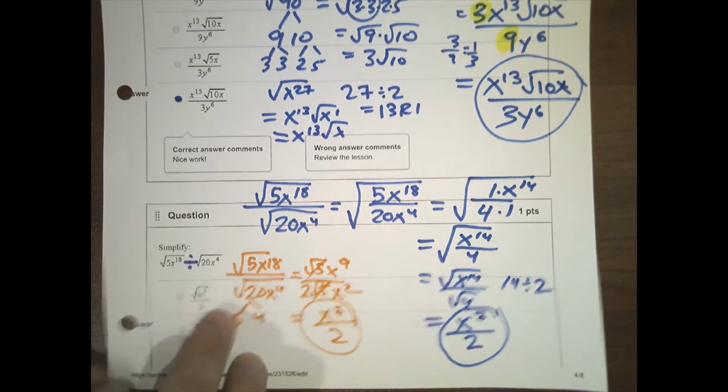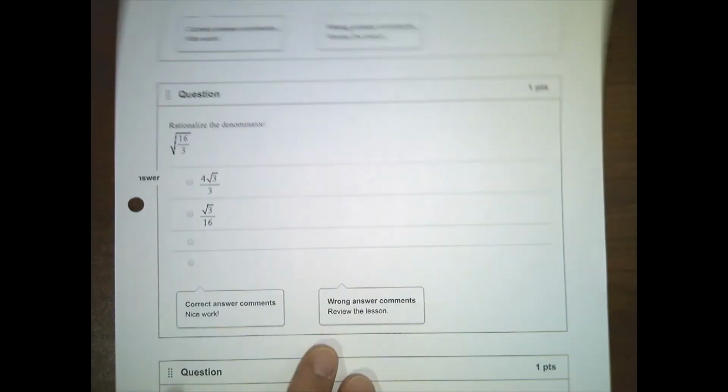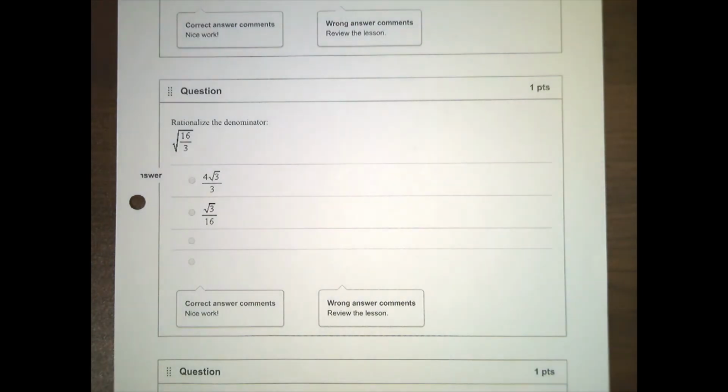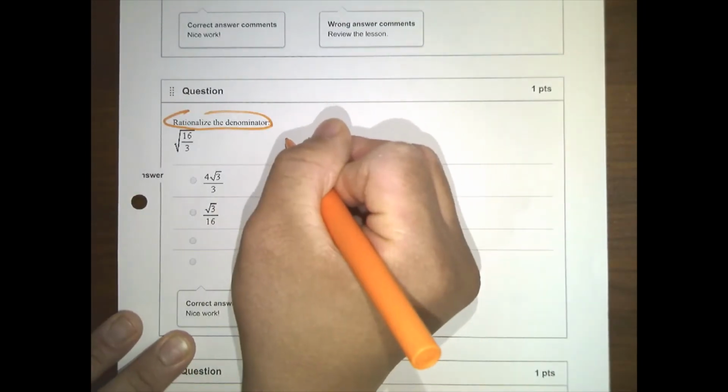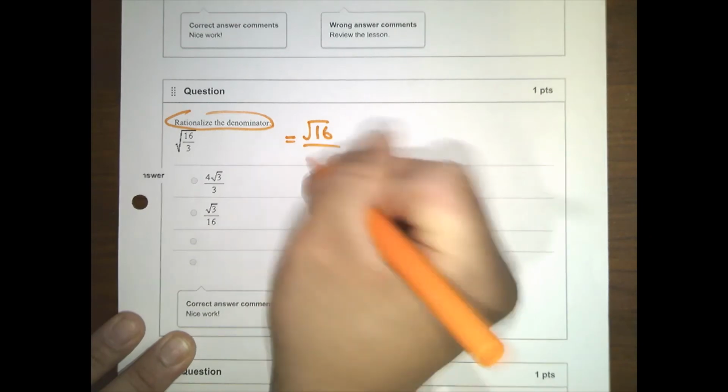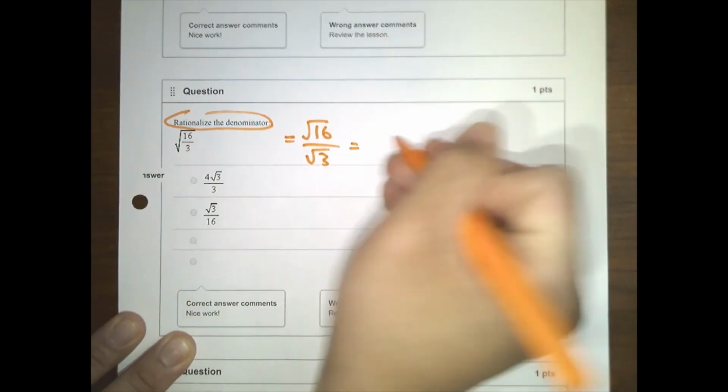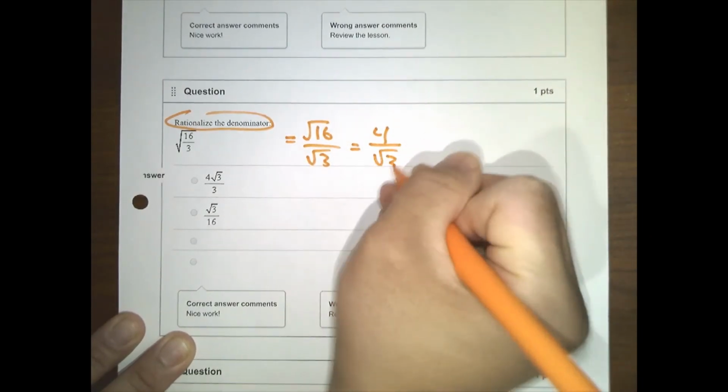All right, let's try another one here. So we have the square root of 16 over 3. All right, square root of 16 over 3. And it says to rationalize the denominator. All right, so square root of 16 over 3 is square root of 16 over square root of 3. And the square root of 16 is 4, so 4 over the square root of 3.